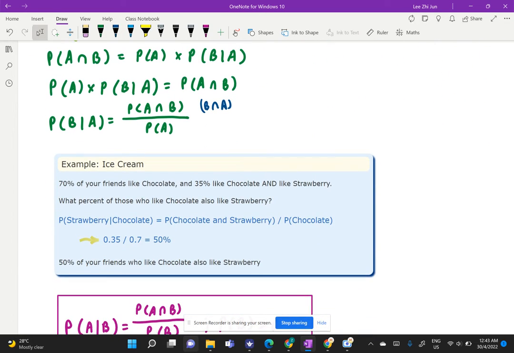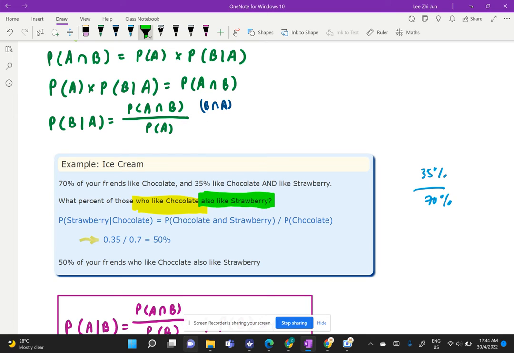Another example is ice cream. Like 70% of your friends like chocolate, 35% like chocolate and like strawberry. What percent of those who like chocolate also like strawberry? So you need to find the percent, which is 35% divided by the 70% who like chocolate, given that the person likes chocolate, also like the strawberry.